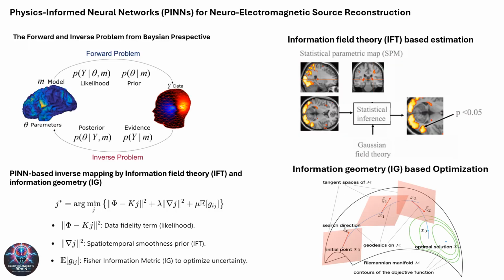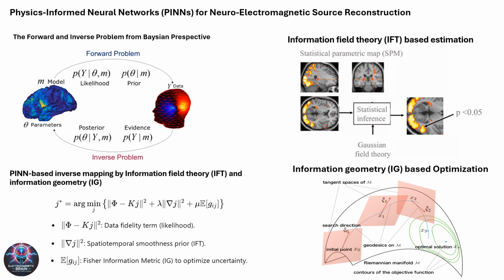In this slide, we delve into the improvement of the forward and inverse neuroelectromagnetic problem using a Bayesian perspective, advanced by integrating physics-informed neural networks. This novel approach brings together the predictive power of AI with the theoretical rigor of physics and Bayesian frameworks. The forward and inverse problems are often handled by deterministic methods that struggle with the uncertainties inherent in spatiotemporal neural source imaging. By incorporating Bayesian inference, we explicitly account for these uncertainties, enabling a probabilistic approach to neural source reconstruction.